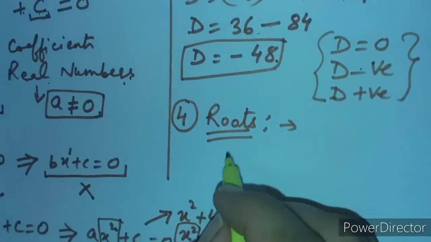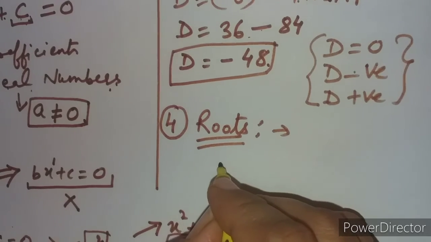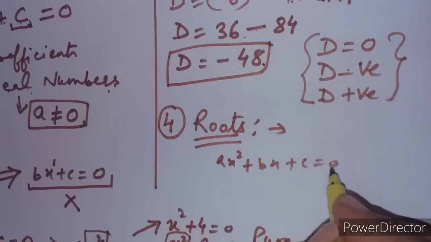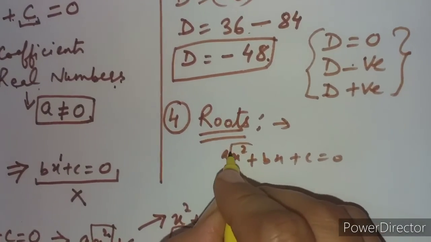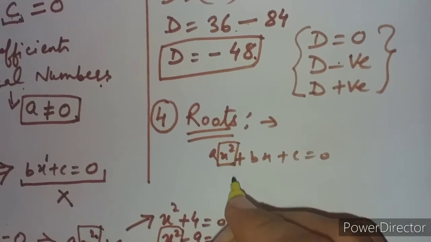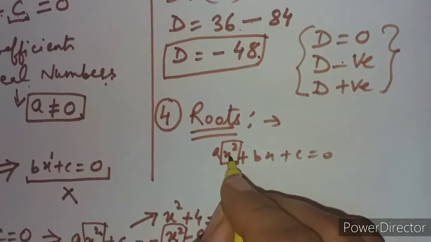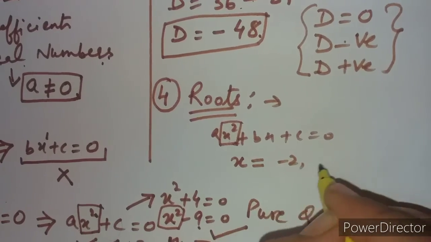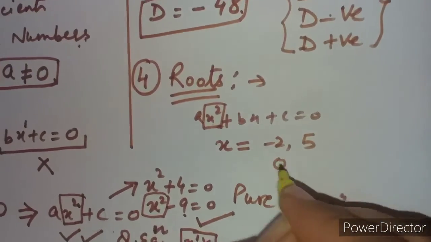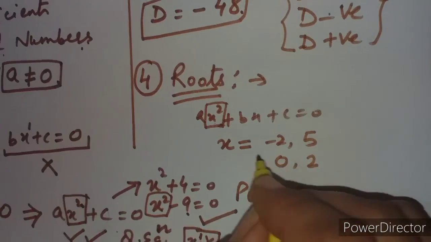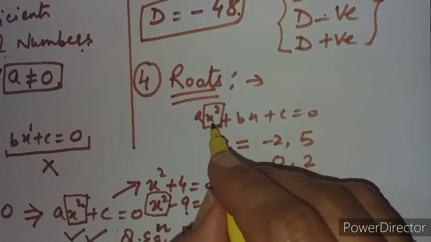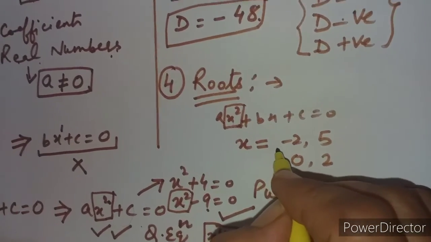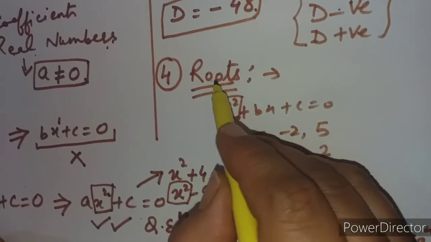Roots. Whenever we solve any quadratic equation, let us say ax square plus bx plus c equal to 0, remember, because the highest power is 2, at the time of solving we will definitely get two values for this variable. Let us say we may get x equal to minus 2 and 5, we may get 0 and 2, anything. So after solving a quadratic, the two values of the unknown are called the roots of that quadratic.